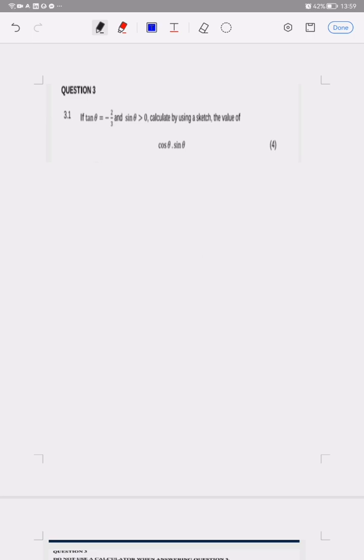All right, right now we'll be doing part 3 of introduction to trigonometry for grade 11 and grade 12. So now we'll be doing our exercises. So we have tan theta. If tan theta is equal to -2/3 and sine theta is greater than 0, calculate using the sketch the value of cos theta times sine theta.